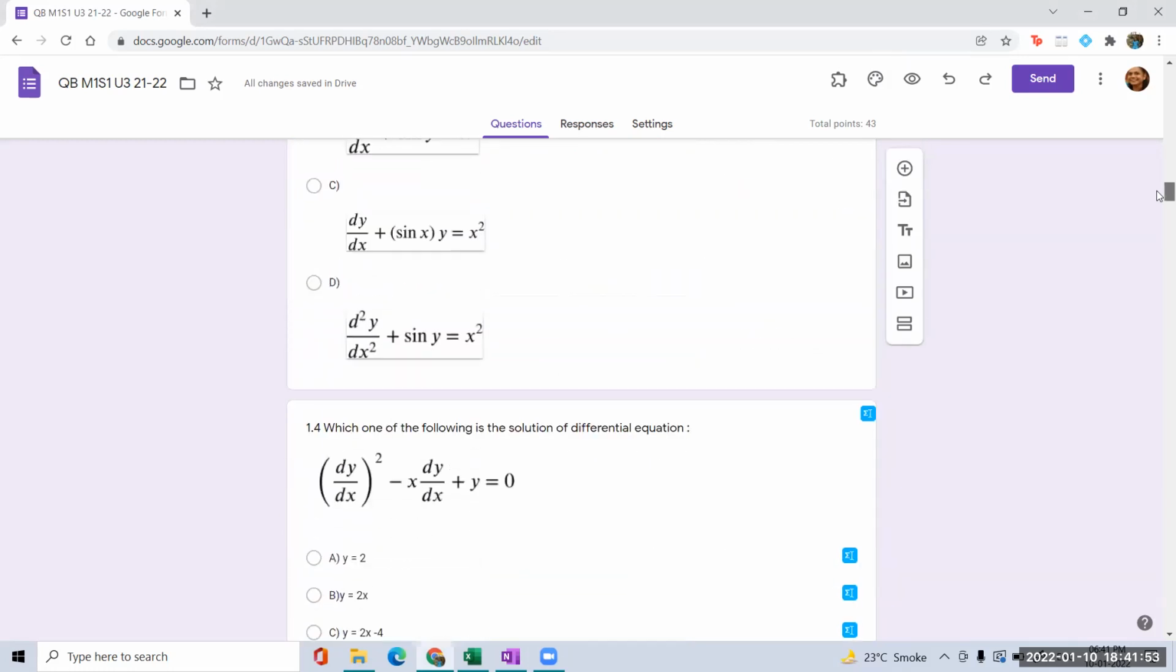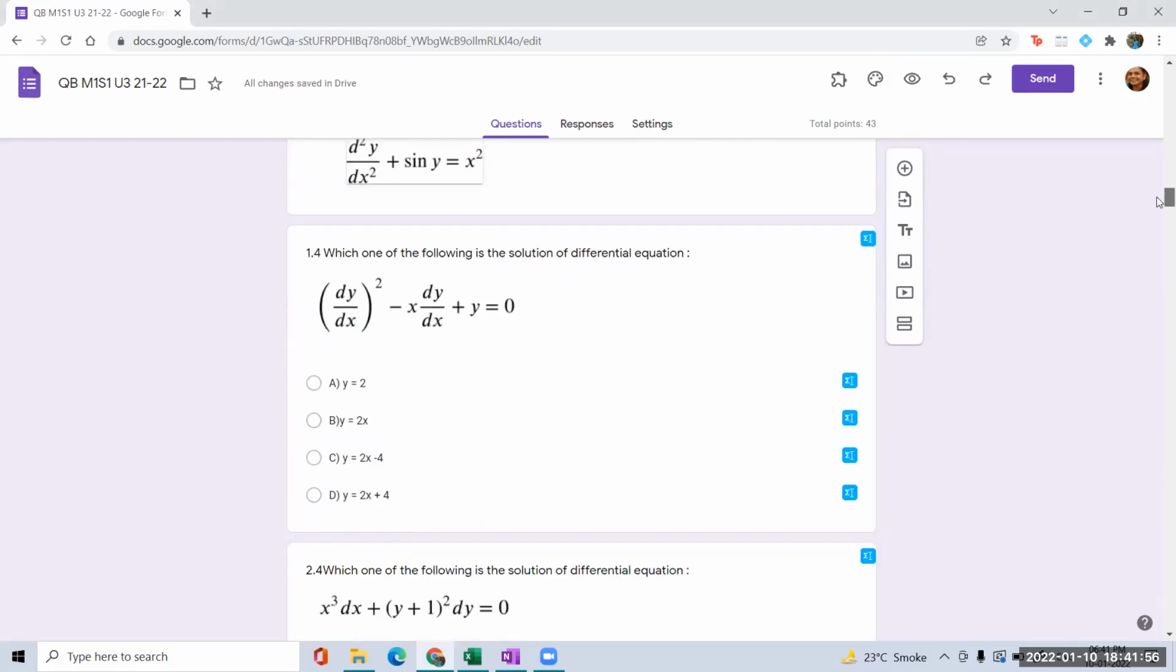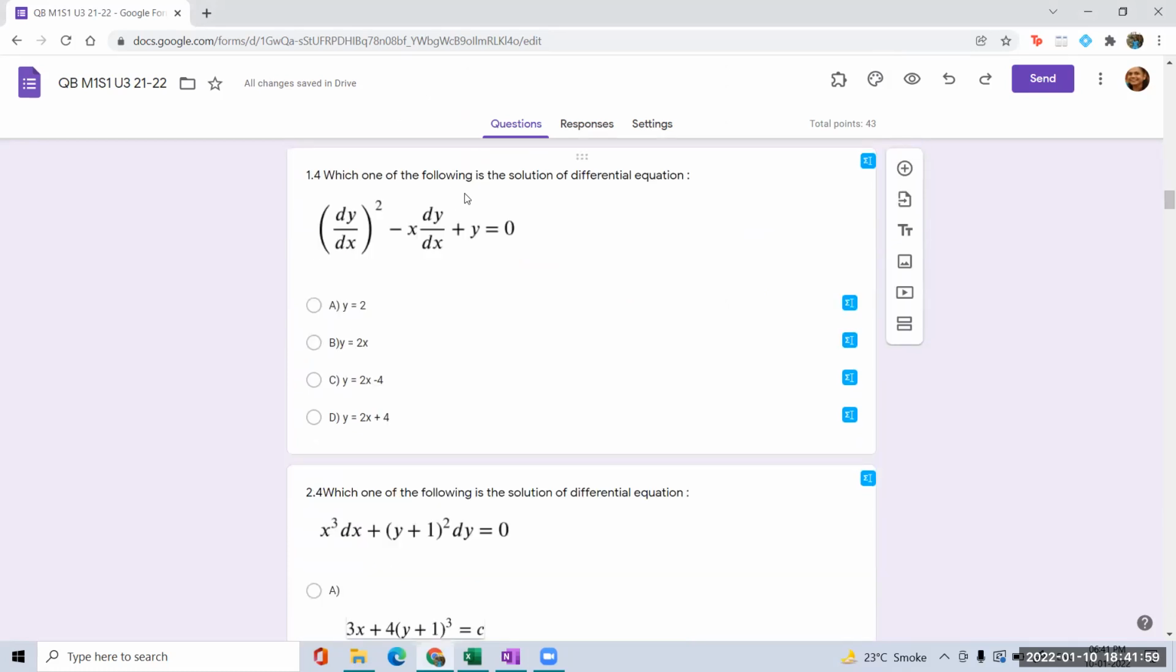Now let me move to the problems which are involving the solution of the differential equation. Let us look at this question. Which one of the following is the solution of the differential equation? Now this is a little bit lengthy question because you will have to substitute the y value and the derivative value in this differential equation and check which one is satisfying it. So you will try with each answer given over here, differentiate it, substitute it over here, and check whether you get the answer as 0.